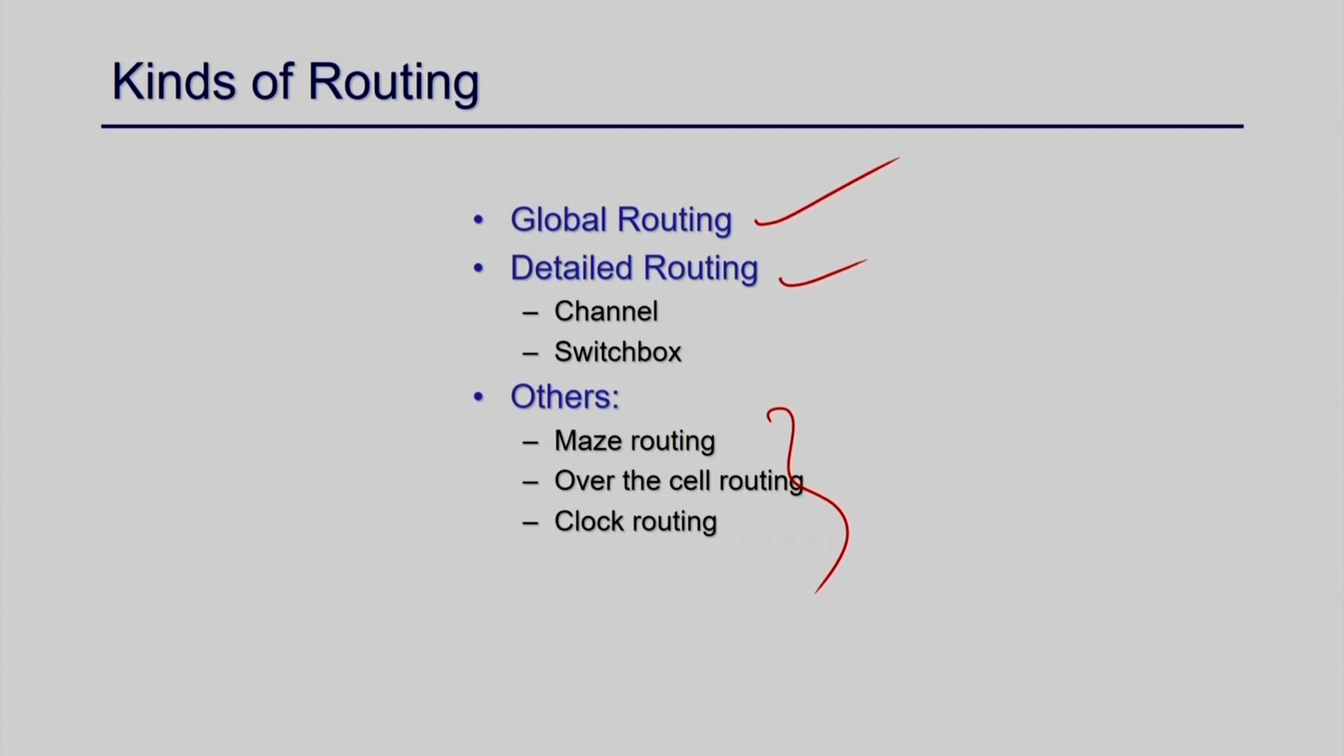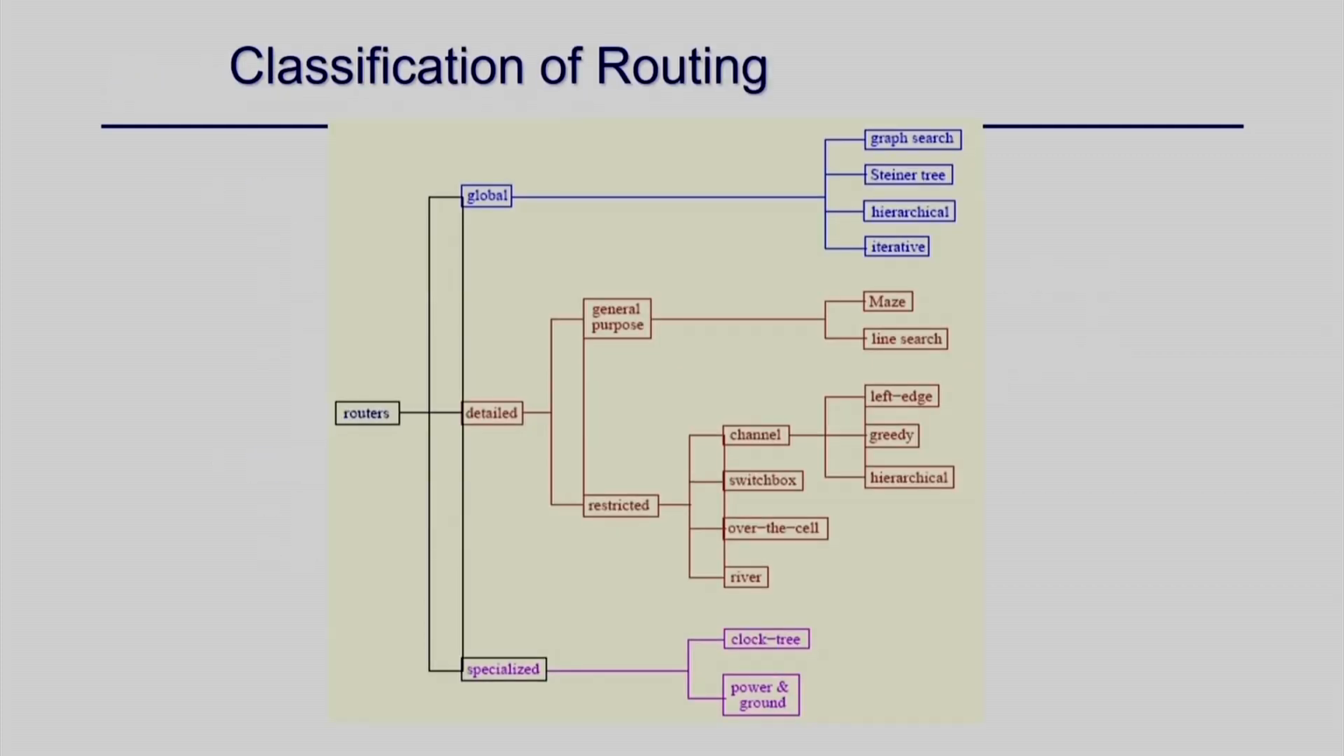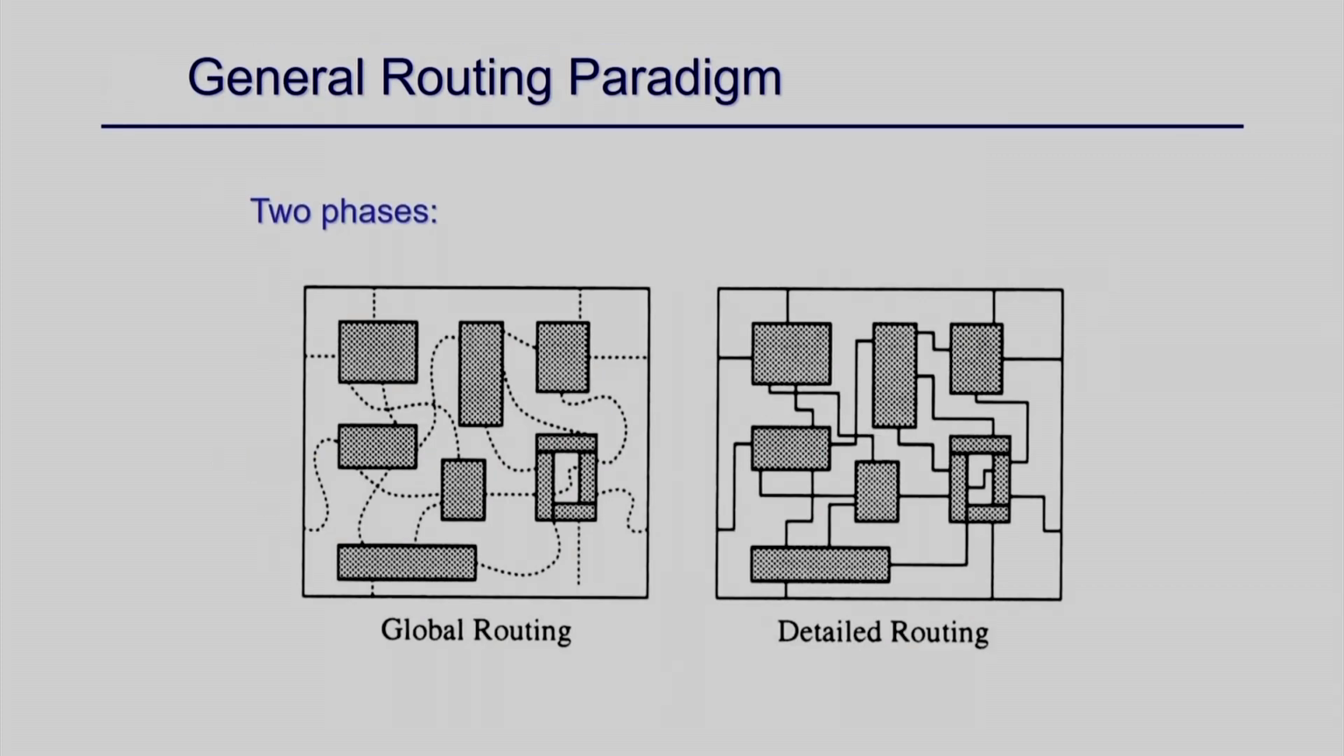So initially, routing has two phases: first is global routing, the second is detailed routing. That means I just decide that from this connection to this connection, it will go through this part of the circuit, and through this part of the circuit, and through this part of the circuit. I decide this, not the exact track it will go through. This is called global routing.